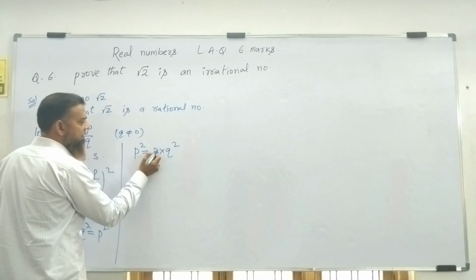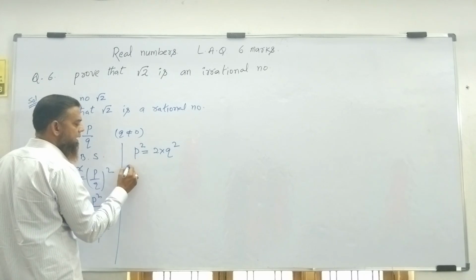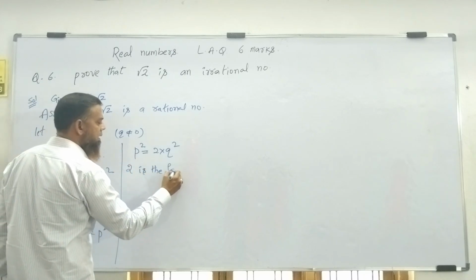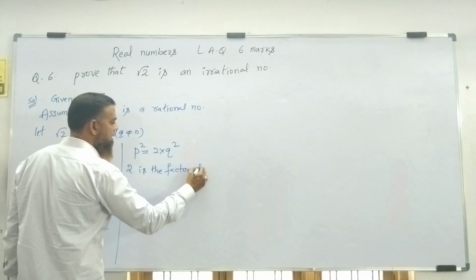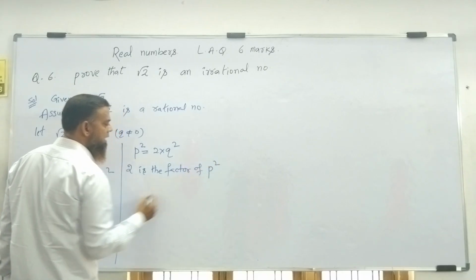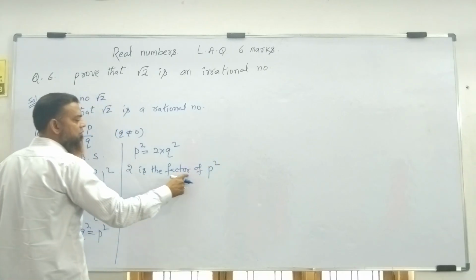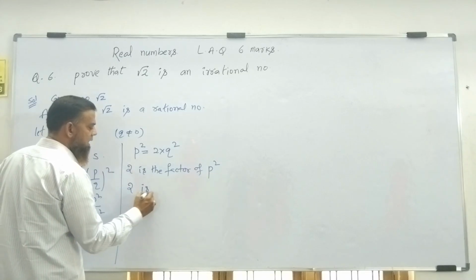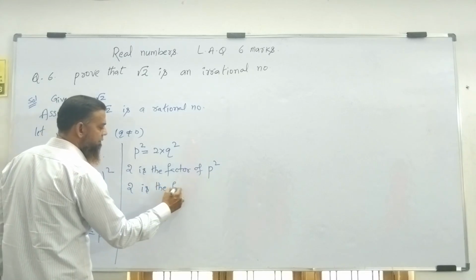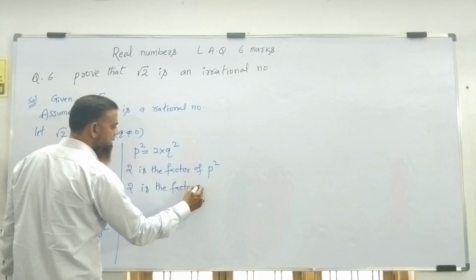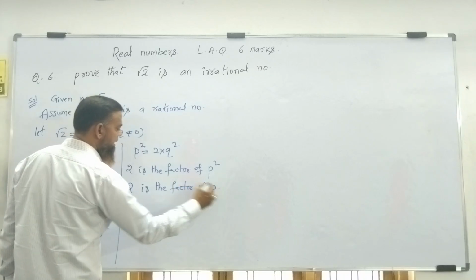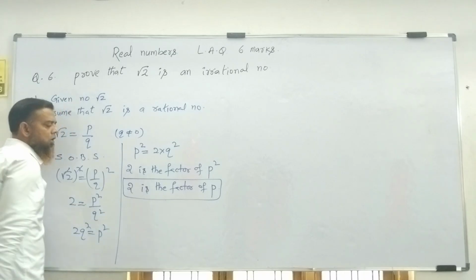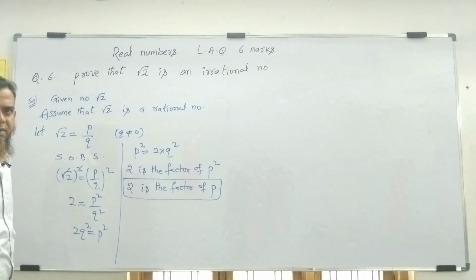2 is a factor of this p square. One formula is there: when 2 is a factor of p square, at the same time 2 is a factor of p. This is a formula here. Now we got 2 is a factor of p.